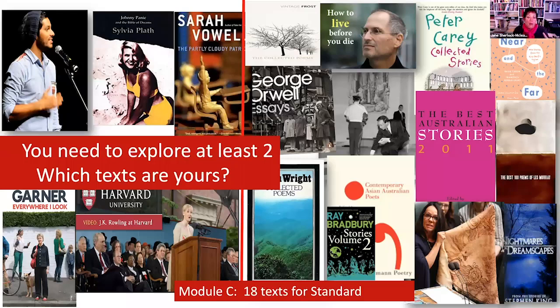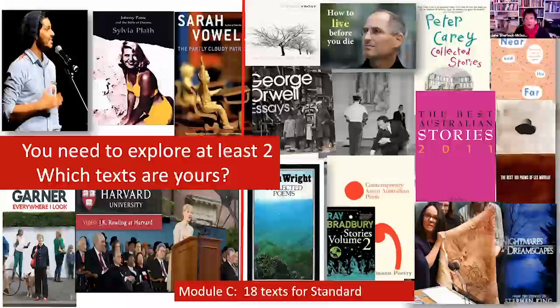Now, two of these at least are your texts. You could have a look at those and think, well, which are the texts that we're actually doing? Some schools are doing more than 2, and some schools are doing just the 2. There's 18 of those that you could be choosing from. And a lot of these texts are really interesting, and we'll come back to some of those later.